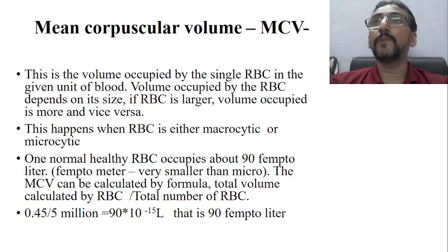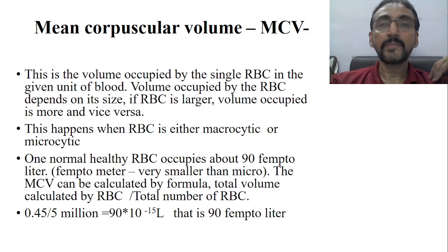The MCV can be calculated by the formula. तो इस formula को हम इस MCV को कैसे कैलकुलेट करेंगे? वेरी सिंपल. हमें पता है कि PCV कितना है. ओके, द MCV कैन बी कैलकुलेटेड बाय द फॉर्मूला टोटल वॉल्यूम कैलकुलेटेड बाय RBC. टोटल वॉल्यूम कैसे कैलकुलेट करेंगे? टोटल अमाउंट ऑफ द RBC डिवाइडेड बाय द टोटल नंबर ऑफ RBC.